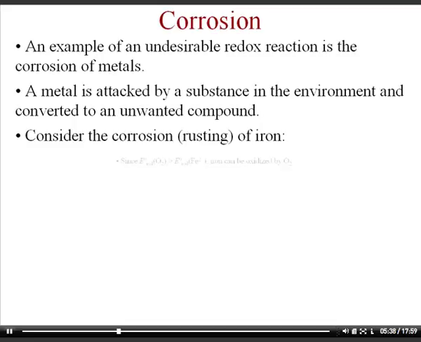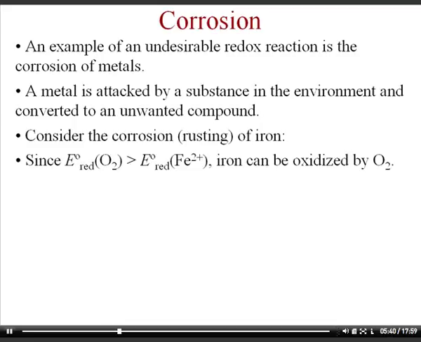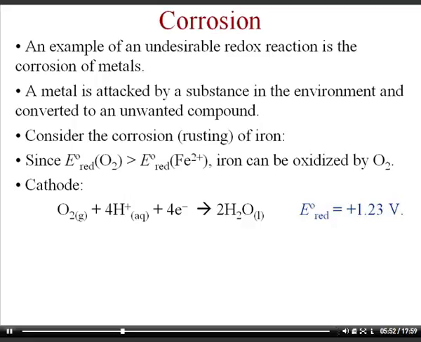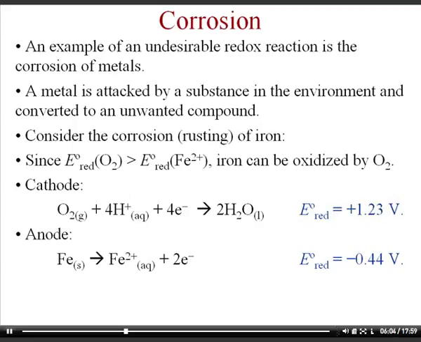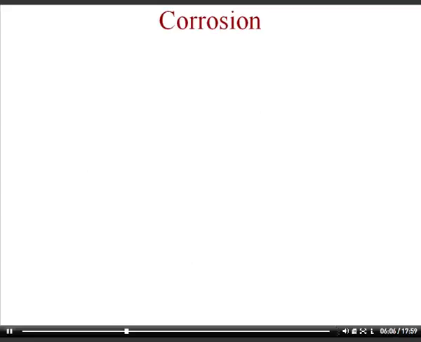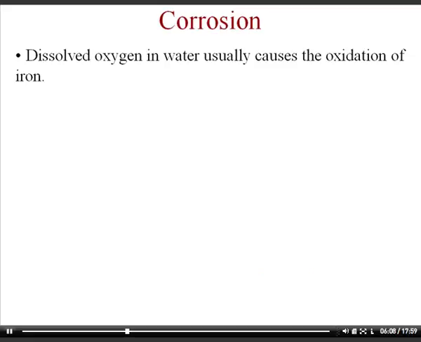Now, we're going to consider the rusting of iron first, and since the E reduction potential of oxygen is greater than the E reduction potential of iron 2 ions, then iron, the metal, can be oxidized by oxygen that's in the air. So the reaction at the cathode is oxygen turning into water, and the anode reaction, where it loses electrons, is the iron turning into the iron with a +2 charge. Now, the dissolved oxygen is usually in water, and it causes the rusting of the iron.